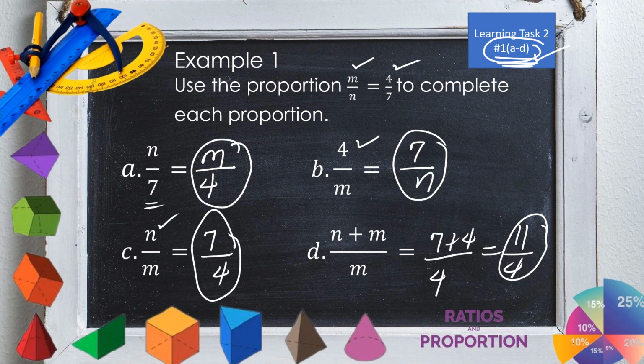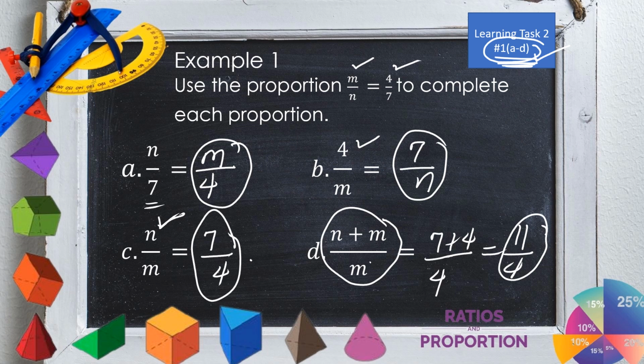So you just have to understand what property of proportion is used by our given. So this one is inversed. So we inverse the second one. So letter D is an application of both inverse and addition property.